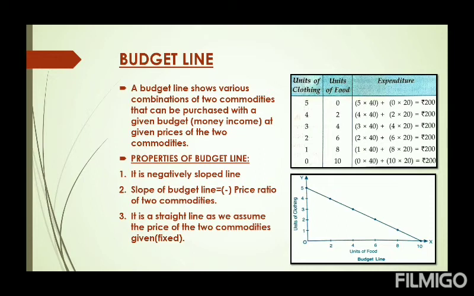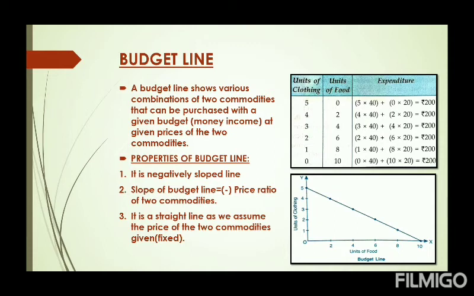Here it is assumed that the entire income which the consumer has is rupees 200. The price of per unit clothing is rupees 40, and the price of per unit food is rupees 20. Now, if the consumer tries to spend the entire amount on clothing only, then the maximum number of units of clothing that can be purchased is 5, with 0 units of food, because 5 into 40 is 200.